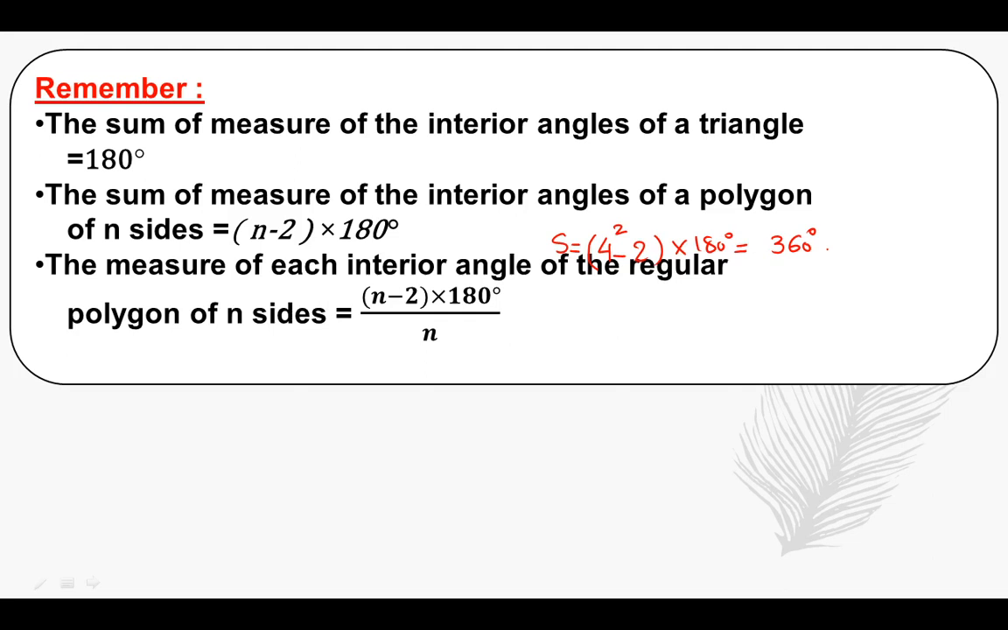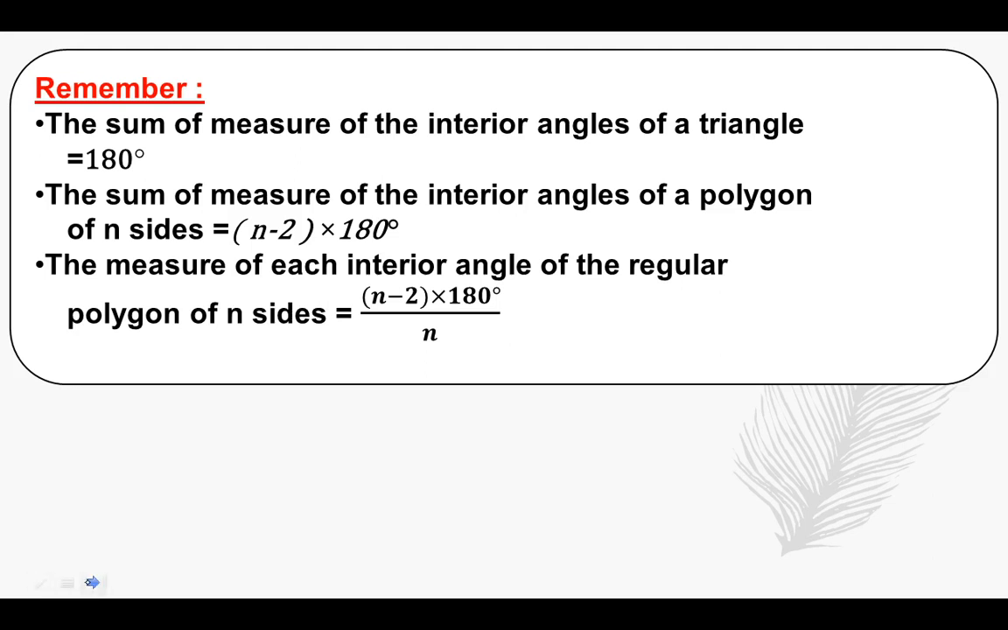The measure of each interior angle of a regular polygon of n sides equals n minus 2 times 180 over n, where n is the number of sides. In the first one, we get the sum of measures of all the interior angles, but here we want to find the measure of each interior angle of a regular polygon. What is a regular polygon? A regular polygon is a polygon in which all the sides are equal in length and all the angles are equal in measure. For example, a 4-sided regular polygon is called a square, a 5-sided regular polygon is called a regular pentagon, and a regular hexagon has 6 sides.